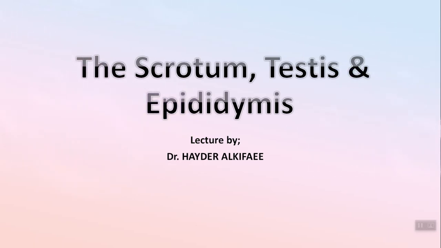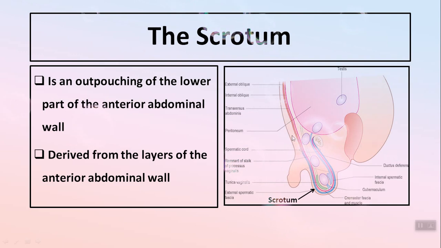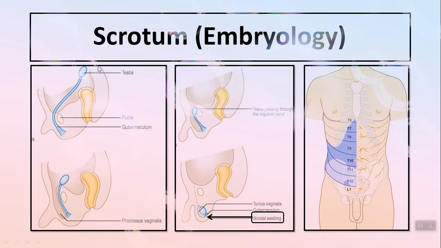the scrotum, testis, and epididymis. First of all, the scrotum. The scrotum is an outbouching of the lower part of the anterior abdominal wall. It is derived from the same layers of the lower part of the anterior abdominal wall. It is formed during the descent of the testis.